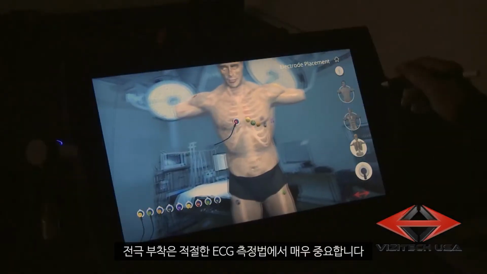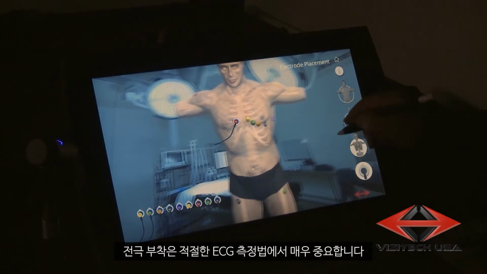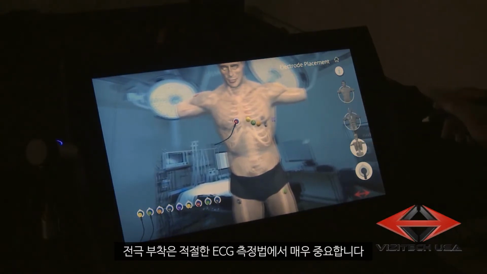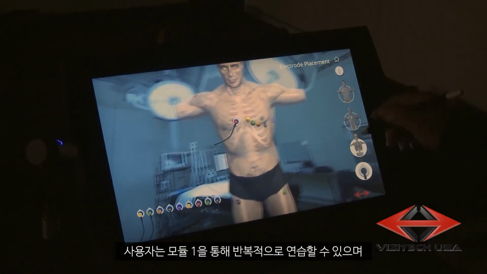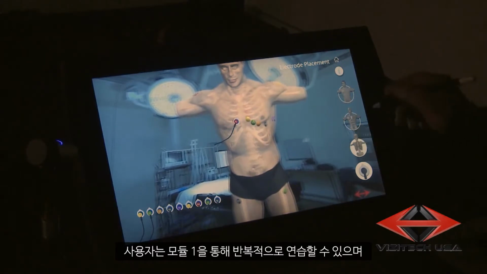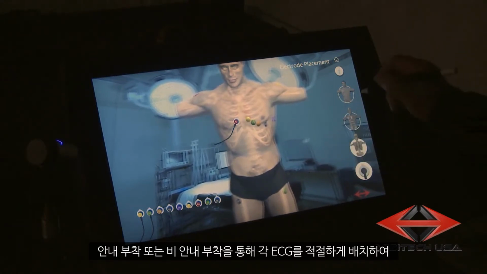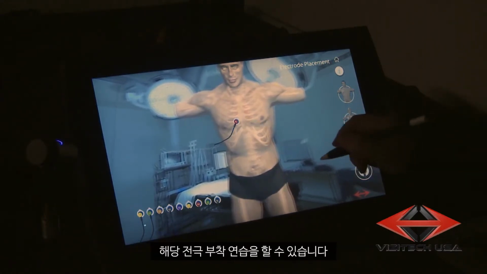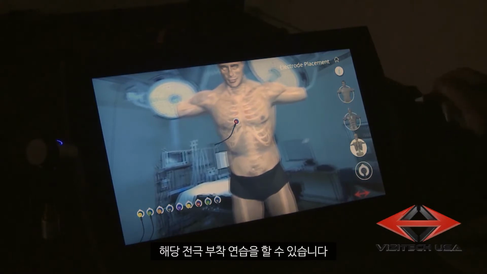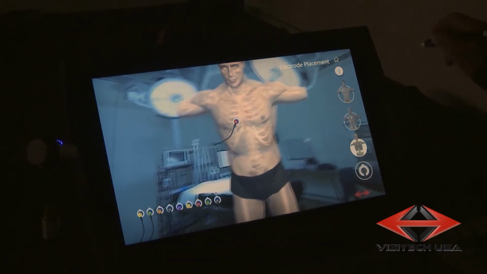So electrode placement is a very important part of how a proper ECG is measured. This module, Module 1, allows you to practice over and over and over again the proper placement of each one of the ECGs, either through guided placement or through non-guided placement, being able to practice putting those electrodes in place. So that's Module 1.